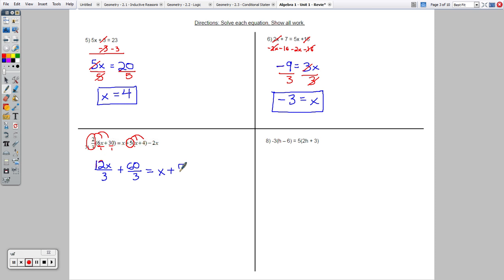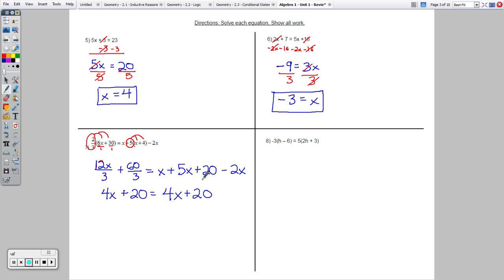Distribute the positive 5. You've got positive 5x, and you've got positive 20, and you still have that minus 2x there at the end. So let's simplify what we have here. Reduce that fraction. That would be 4x. Reduce this fraction. 3 goes into 60 20 times. And then over on the right side, it looks like I could combine like terms. I've got an x, and then 5 more x's, and then minus 2x's. So that would be 6x minus 2x, which would be 4x.